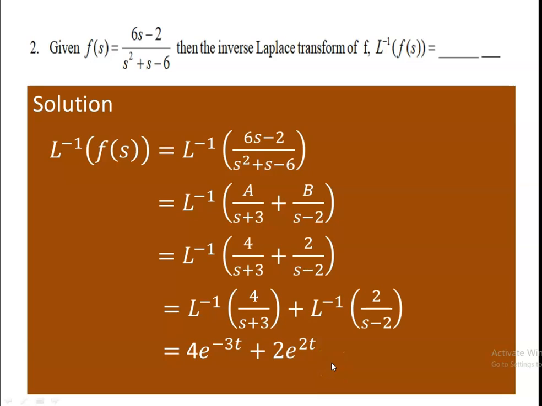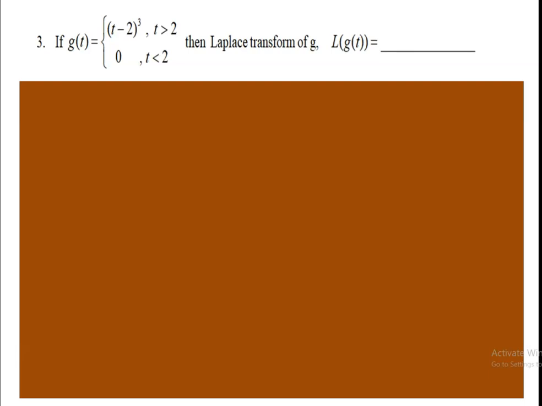Having this into account, what comes next is the third question. So this again requires the second shifting property of Laplace transformation. You are given a function g of t defined in a piecewise manner, as you see. For t greater than 2, you have been told that g of t is t minus 2 cubed, and for t less than 2, it is 0. So you are asked now to find the Laplace transform of g of t.